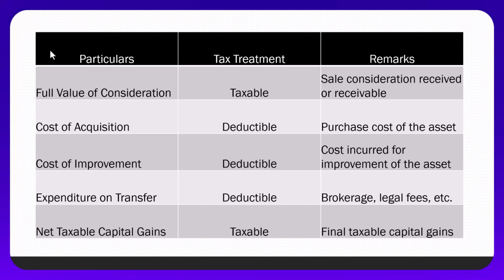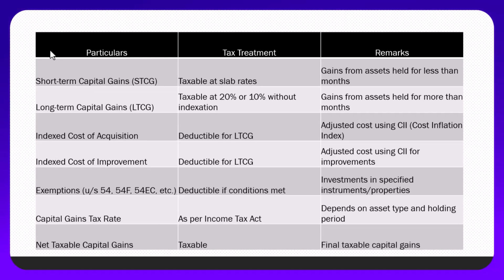Okay. And normally the schedule is like full value of consideration, cost of acquisition, the price at which you acquired. Then if you added some more improvements to it, that will normally arise for a building. Then expenditure on transfer, that means brokerage and legal fees you paid. So that will be your expenditure. Then net capital gains. Ultimately you will arrive at a number which is a capital gain.